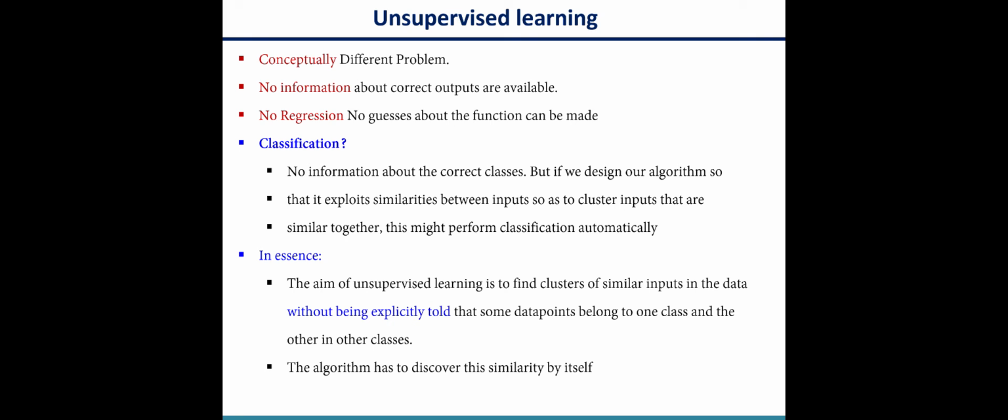So in essence, the aim of unsupervised learning is to find clusters of similar inputs in the data without being explicitly told that some data points belong to one class and others to other classes. So this algorithm has to discover similarity itself, finding the similarity based on that, defining the clustering, defining the feature extraction things.